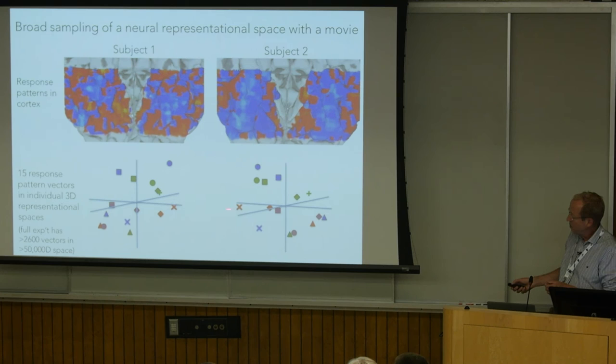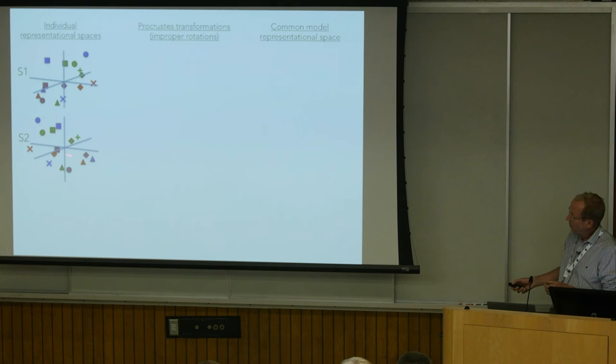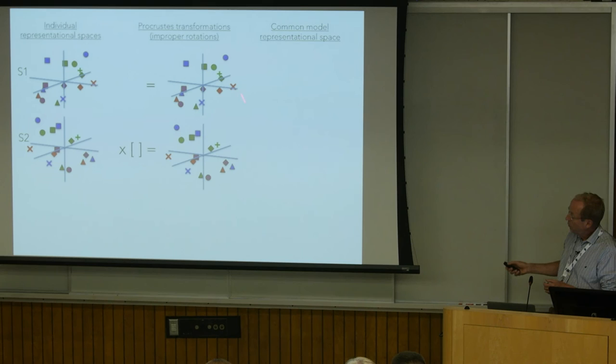spaces. So what we want to do is find a way of taking subject 2's representational space and rotating it so that the vectors are now in optimal alignment with subject 1. So we have subject 1's space here, and we want to multiply subject 2's representational space, which is just a data matrix, right? It's a two-dimensional data matrix, by an orthogonal matrix, which is a rigid rotation that we derive with the Procrustes transformation, to rotate it like that. And now you can see that everything's nicely lined up.